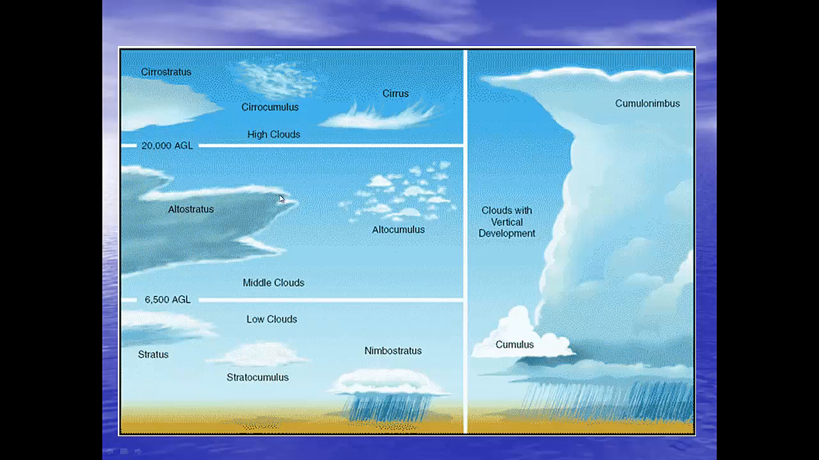We can see here in the middle we have those alto clouds. Up high we have all of our cirrus type clouds, and low we have our stratus and cumulus clouds. And you can see the big cumulonimbus that indicates the thunder and the storms coming.